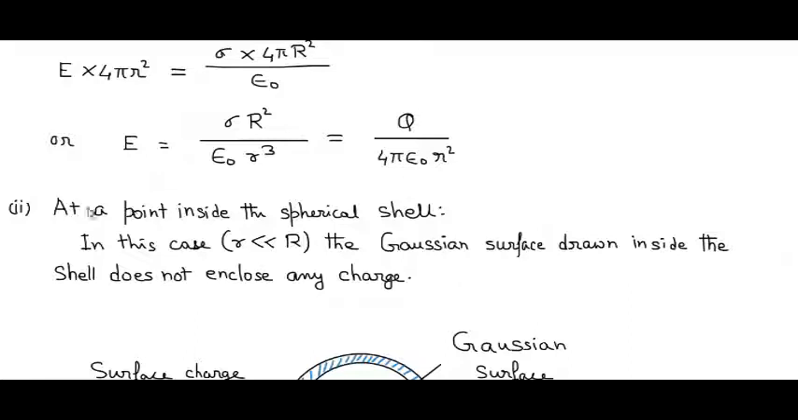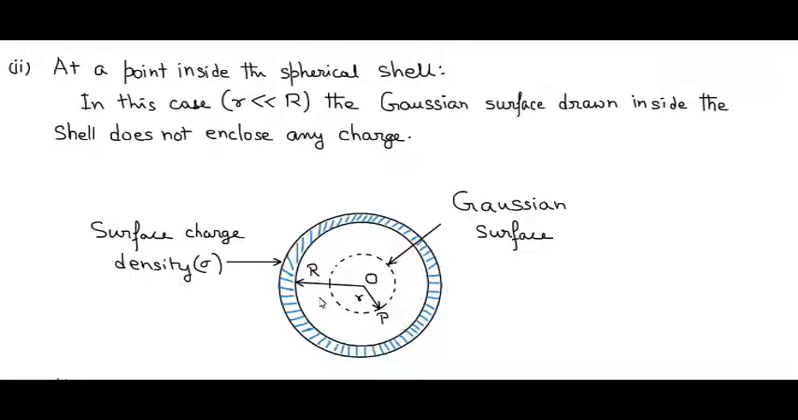In the next part, inside the spherical cell, in this case small r is much smaller than capital R, and the Gaussian surface drawn inside the cell does not enclose any charge. So let us see the image. So this is the image. Now the Gaussian surface is inside the sphere, and small r is far smaller than capital R. Surface charge density is sigma as before, and Gaussian surface is the dotted one inside the sphere.